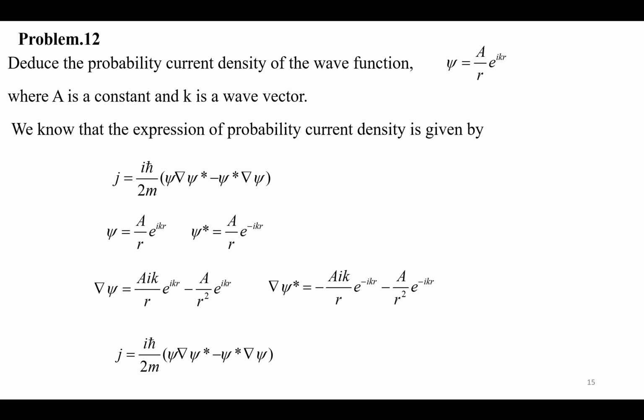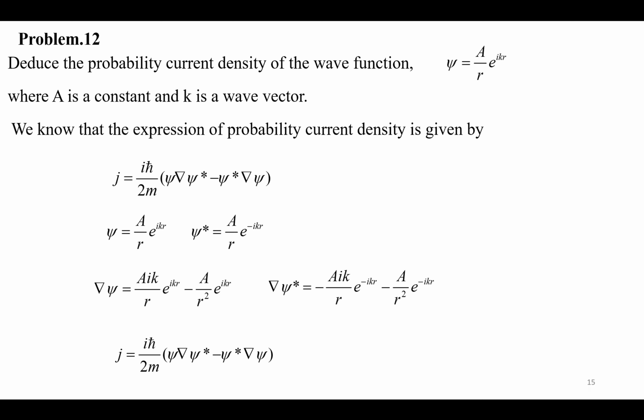The last problem is to deduce the probability current density. So we are going to get the expression for current density of the wave function. The wave function is given as psi equals A by r e power i k r. Of course we know the expression for any plane wave is given as A e power i k r, and here it is given as e power i k r by r.